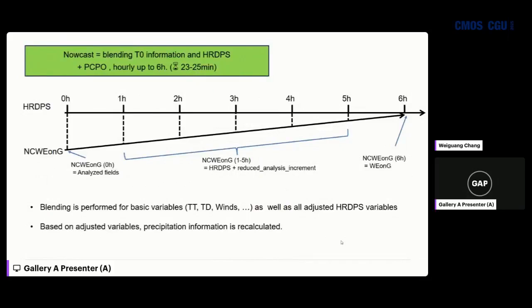And here's the green part. The green nowcast is produced every hour. So it's just showing that we blend back to the model data after 6 hours. And the next slide.